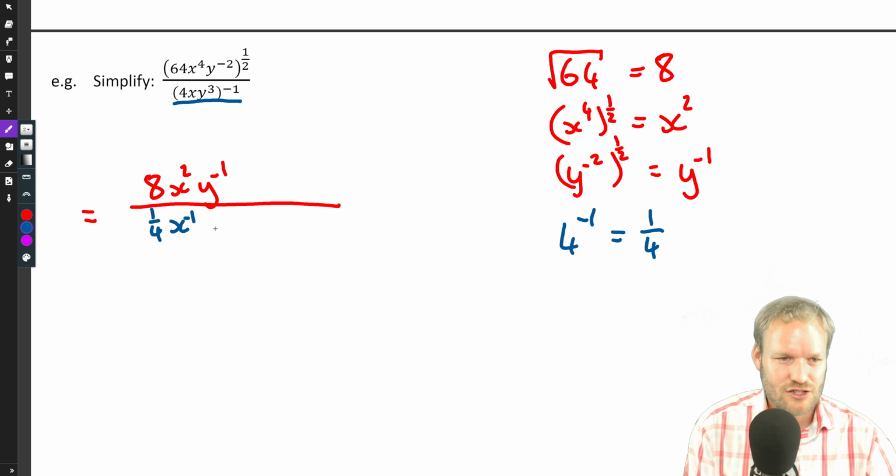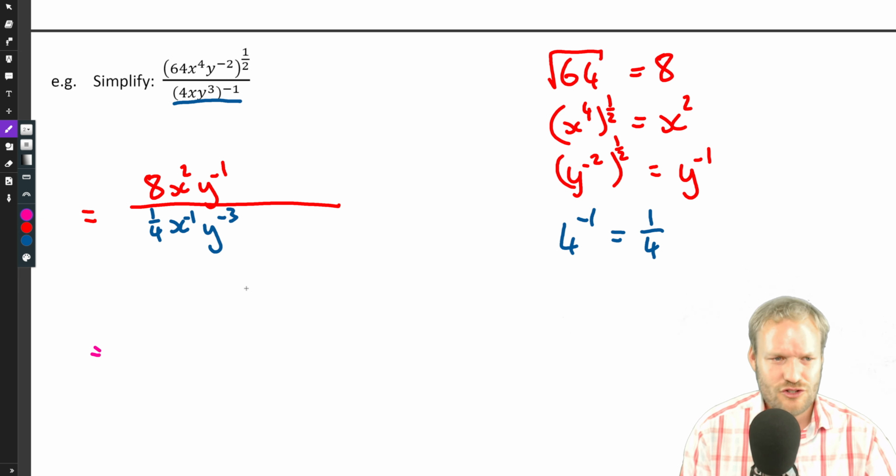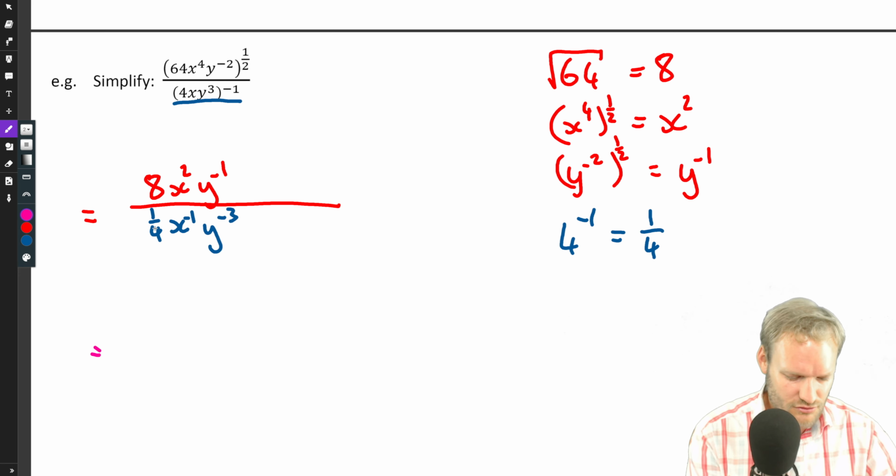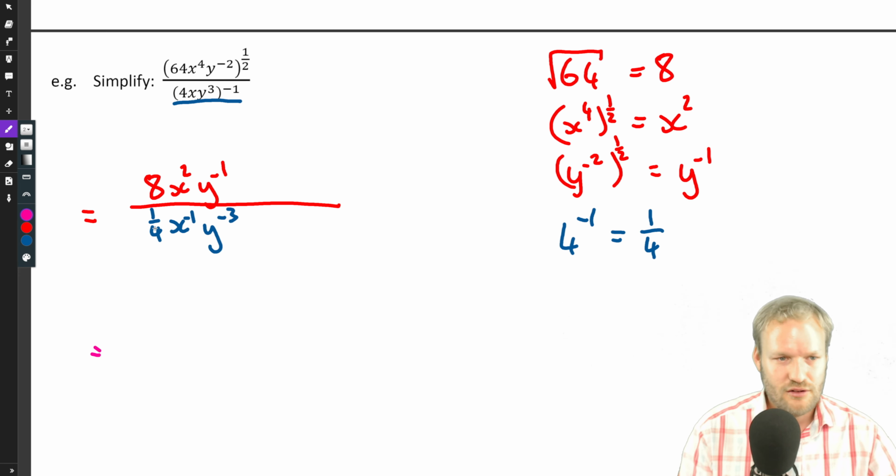Well, that's just x to the -1. And we've got y cubed to the -1. Just multiply the exponents, and we have y to the -3. Onwards, upwards. Let's just simplify. 8 divided by a quarter. Well, a quarter goes into 1 four times and 1 goes into 8 times, so we should get 32. Let's just check it here. 8 divided by a quarter is 32. So we've got 32.